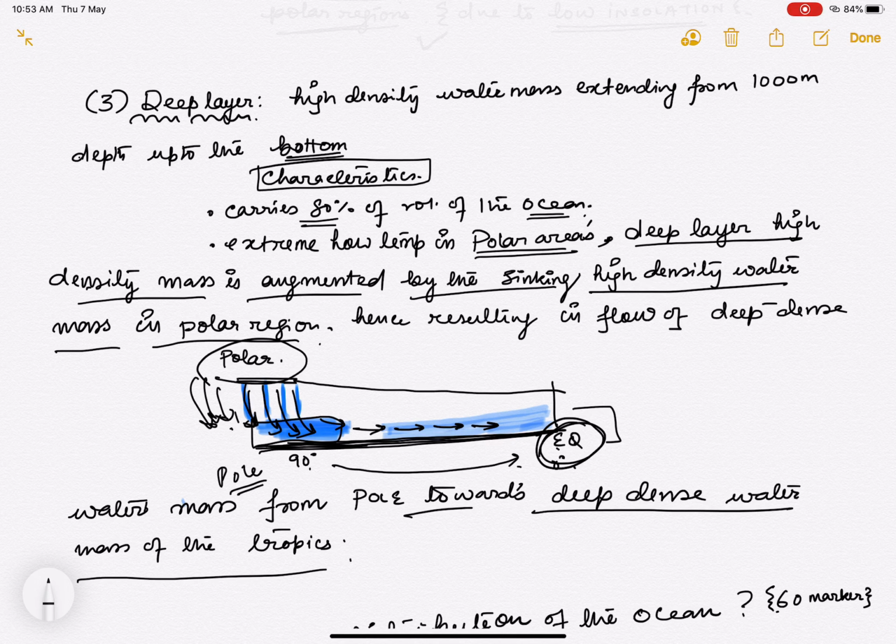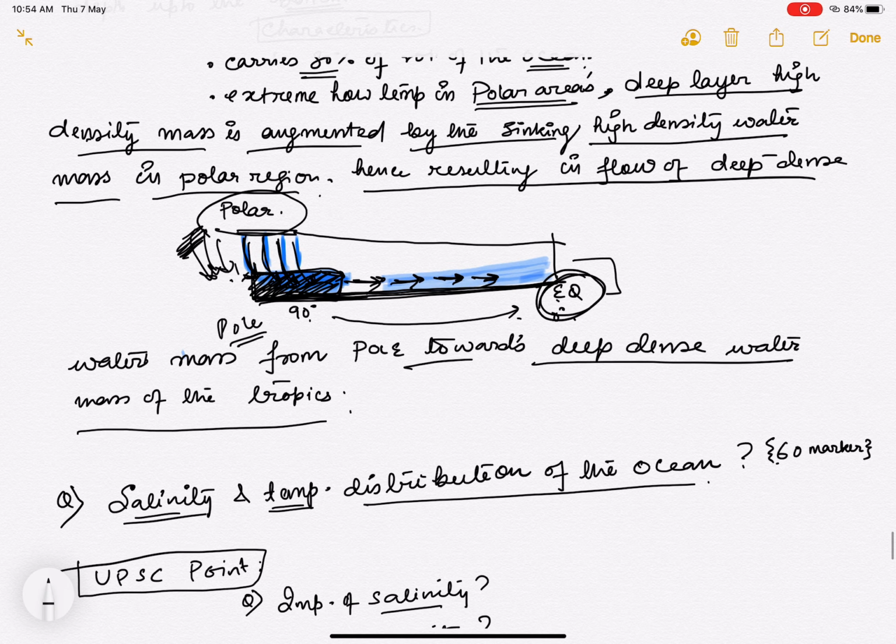What happens is that in the polar region itself, the greater the density, the more they sink towards the bottom, and with the sinking they augment the dense water mass of the polar region. This dense water mass starts moving towards the equator, hence resulting in the flow of the deep dense water mass from the pole towards the deep dense water mass in the tropics.